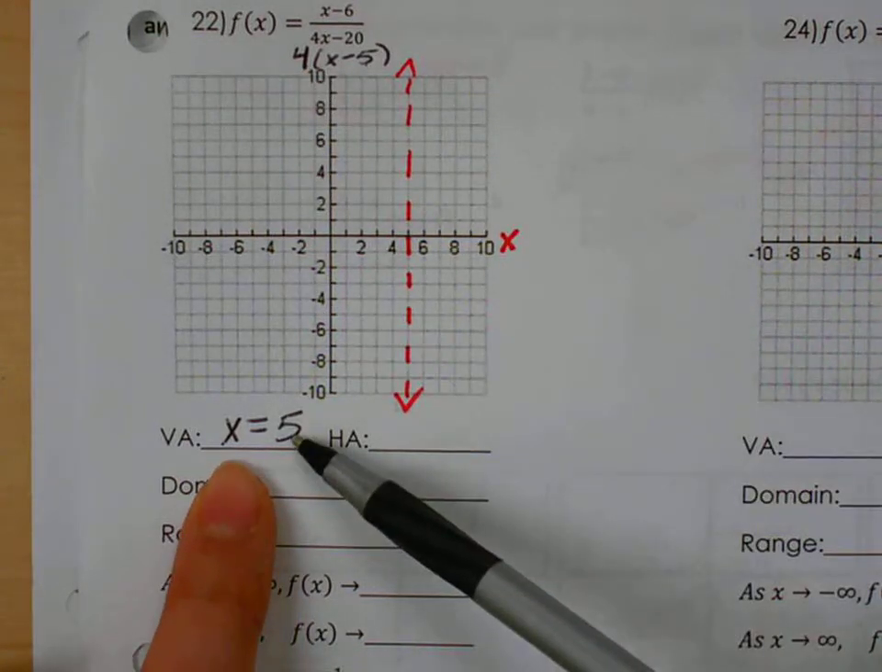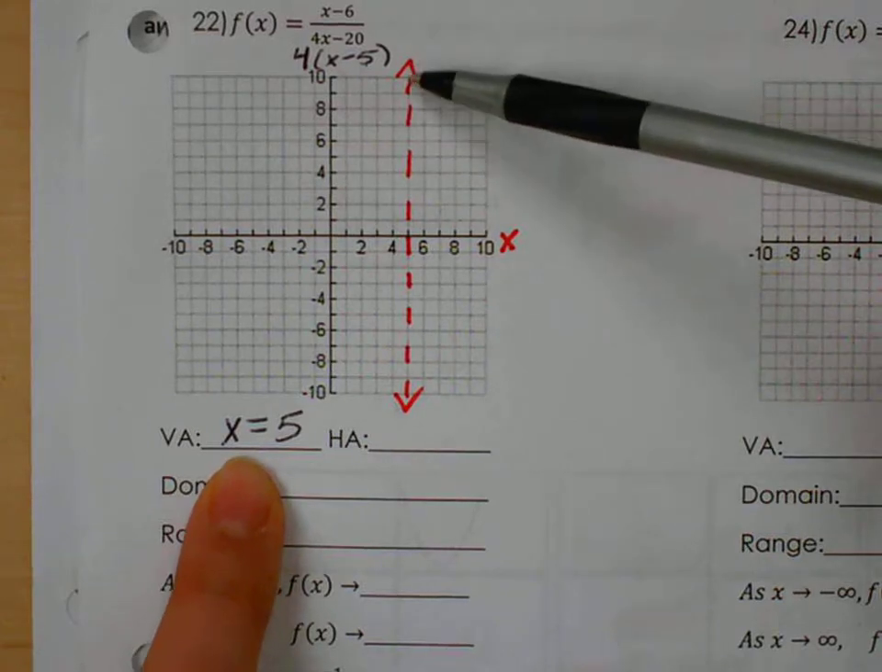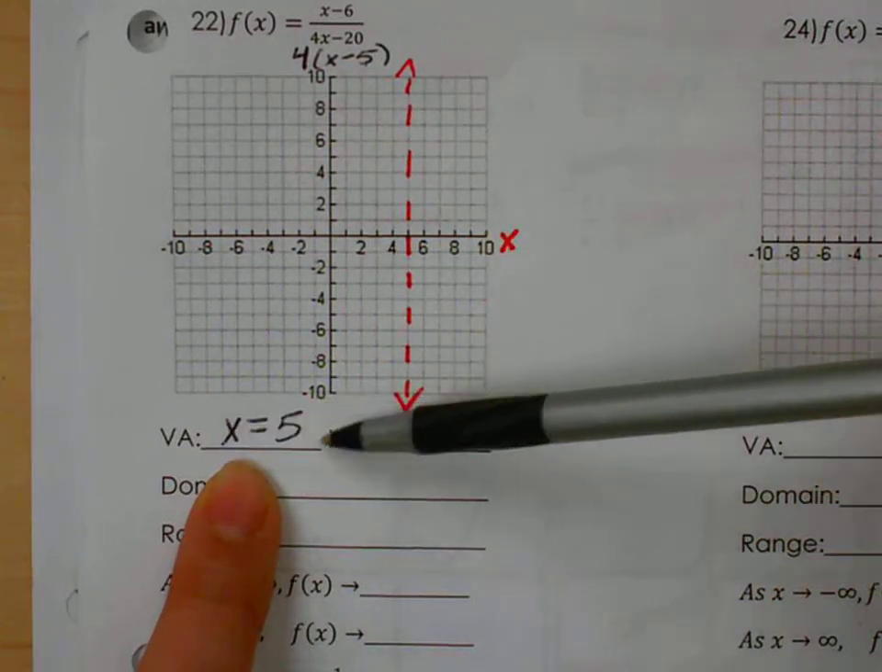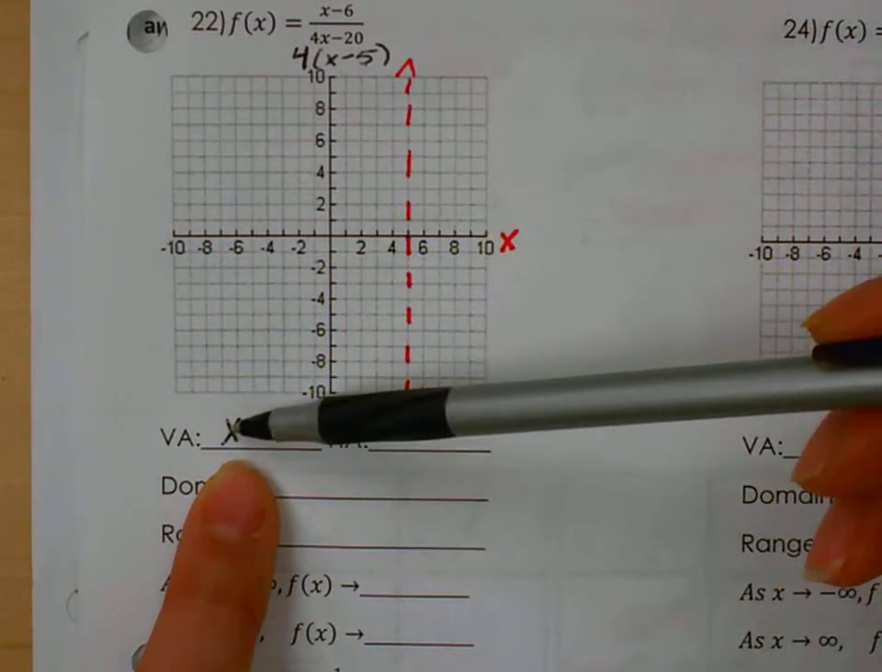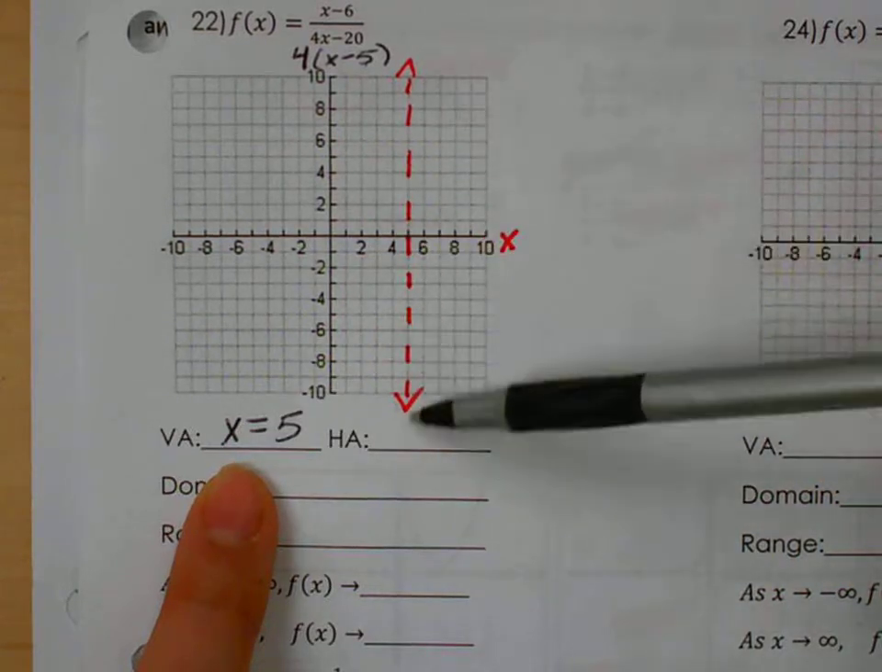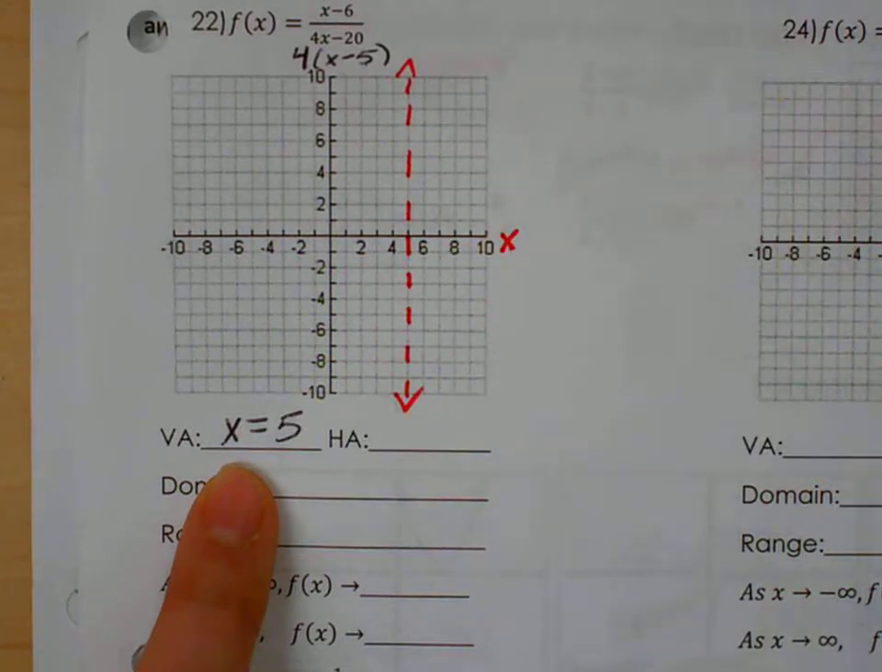That's my vertical asymptote. So make sure when you draw it vertically, write it as an equation. X equals 5. That's saying x is 5. And that's a vertical line that goes through 5.